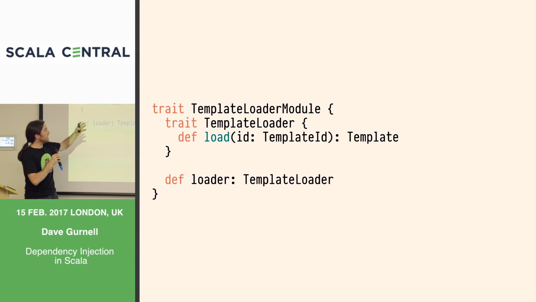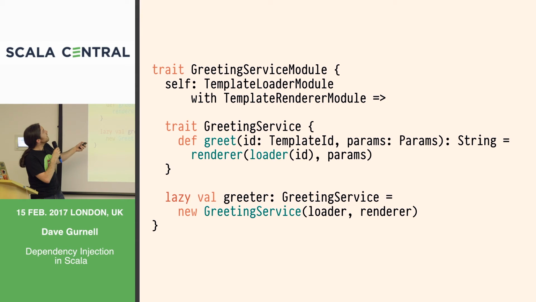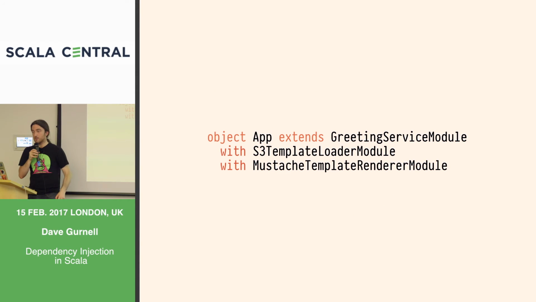So you're actually shipping not only, I'm going to have a template loader, but this is what it looks like. You can put things like vals and type aliases and all sorts of other stuff, implicits in here as well. So you can ship many more things than just classes. And then you mix it all together again.